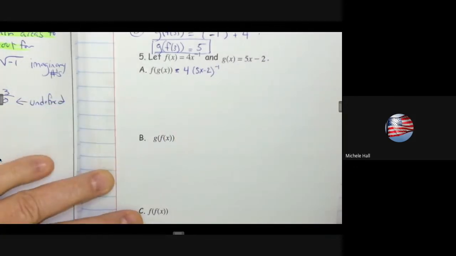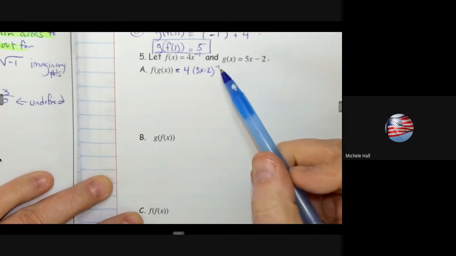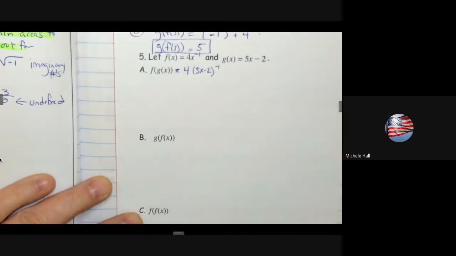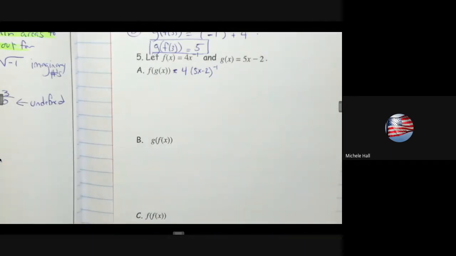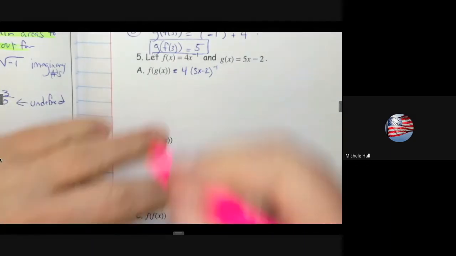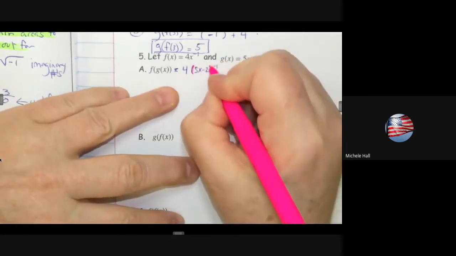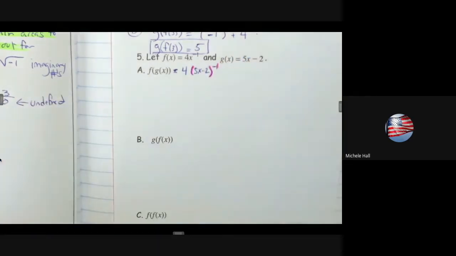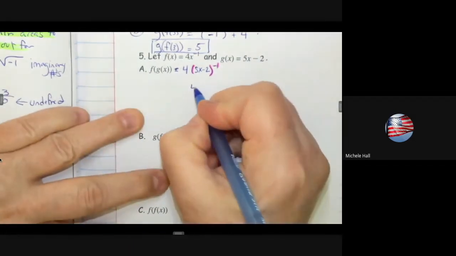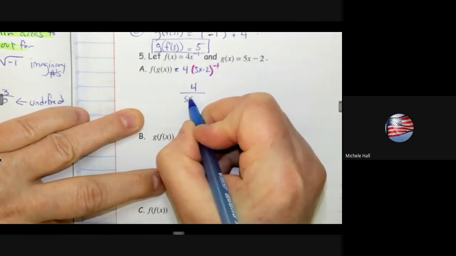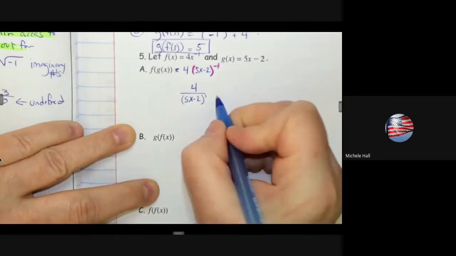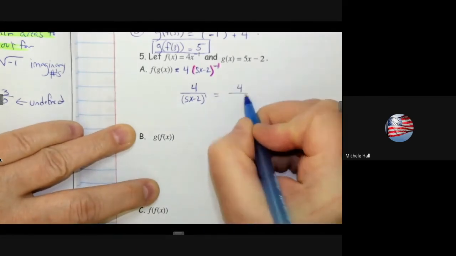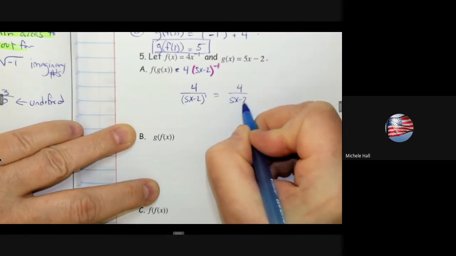And then you need to simplify. I see a negative exponent. What's being raised to the negative exponent? Whatever's being raised to that negative exponent, that's the only thing going in the denominator. Here's my parenthesis, and there's my negative exponent. There's nothing wrong with the 4. The 4 stays in the numerator. 5x minus 2 is now to the positive power. So that's just 4 divided by 5x minus 2.